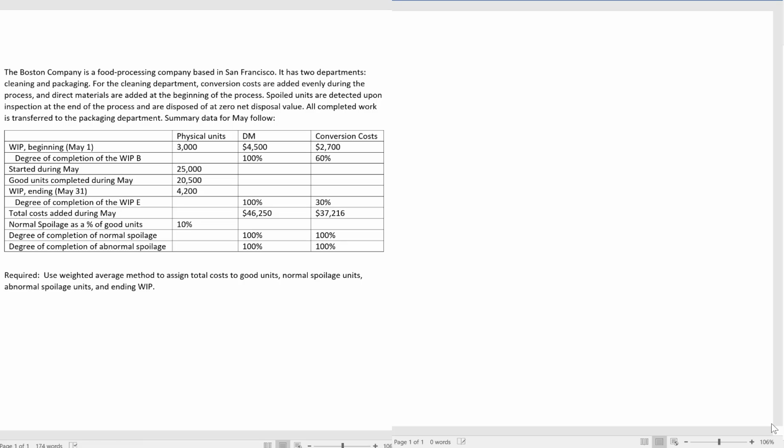When the production has failures, that is spoilage, the process costing method is modified slightly in order to assign manufacturing costs to spoilage units as well. Let's use an example to illustrate the weighted average process costing method. The example we use is from our textbook, 18-30 in Chapter 18.